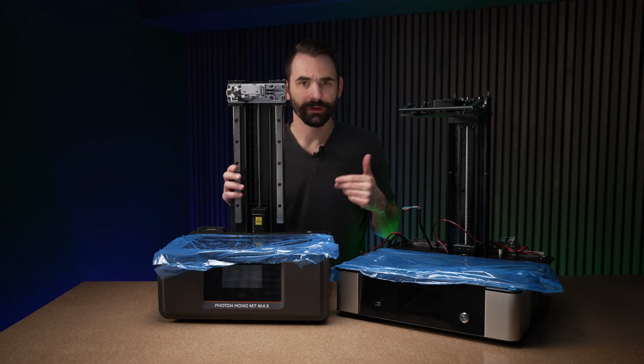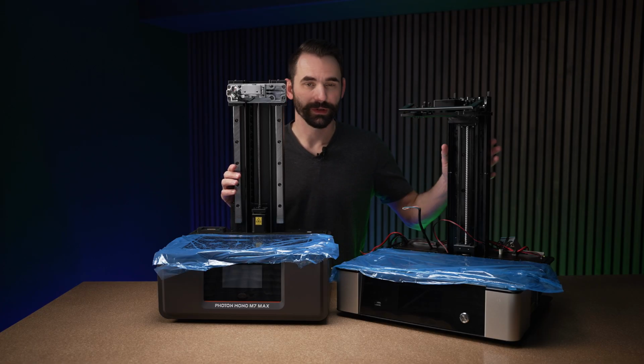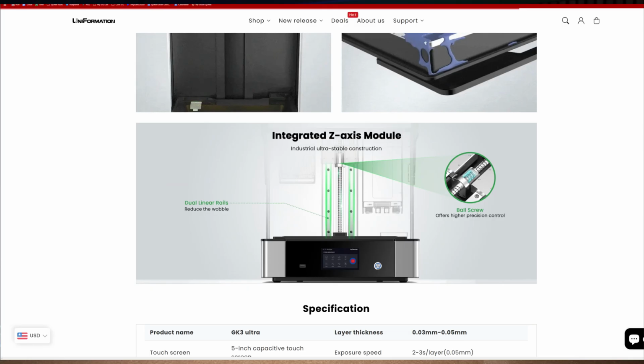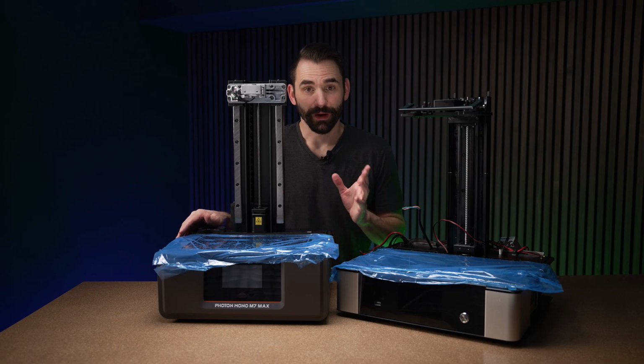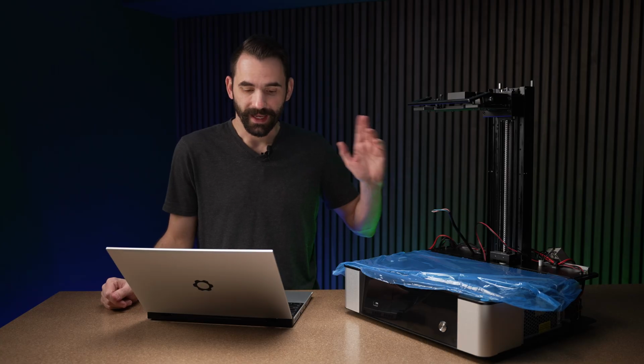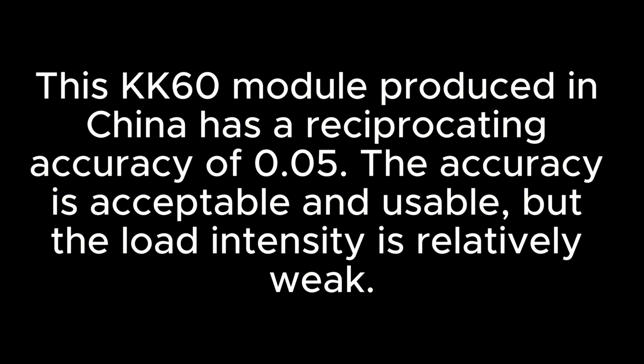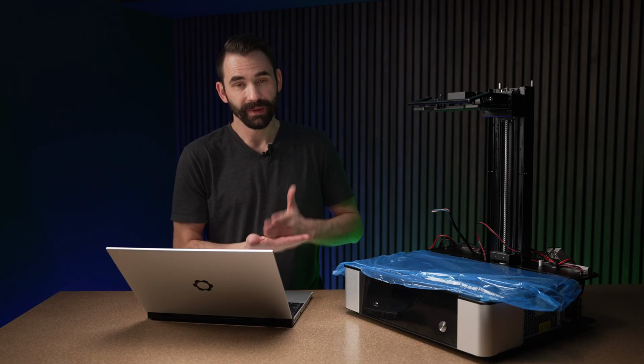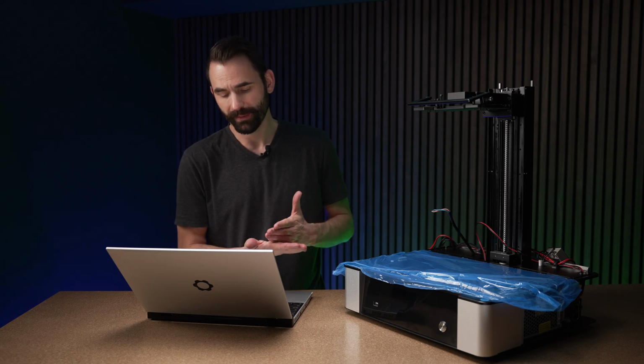In the promotional material and online, it stated that this printer would come with a system like this, and instead it came with something very, very different. This is the KK60 module. It is made in China. It has an accuracy of 0.05 millimeters, which is technically enough. It's acceptable. The load capacity is only 5 kilograms. It has a decreased maximum speed of 350 millimeters per minute.